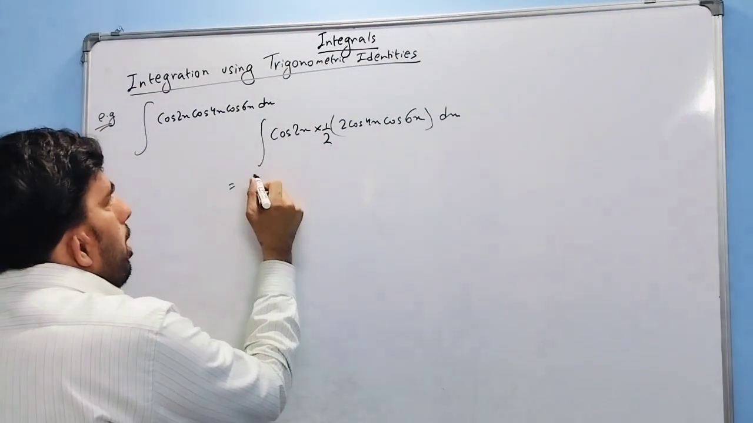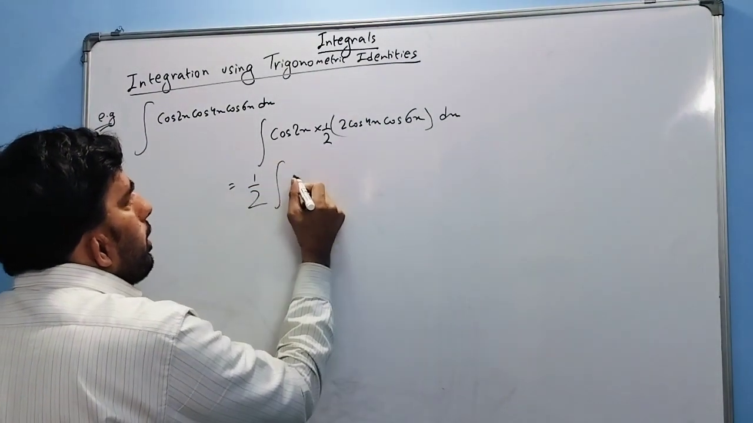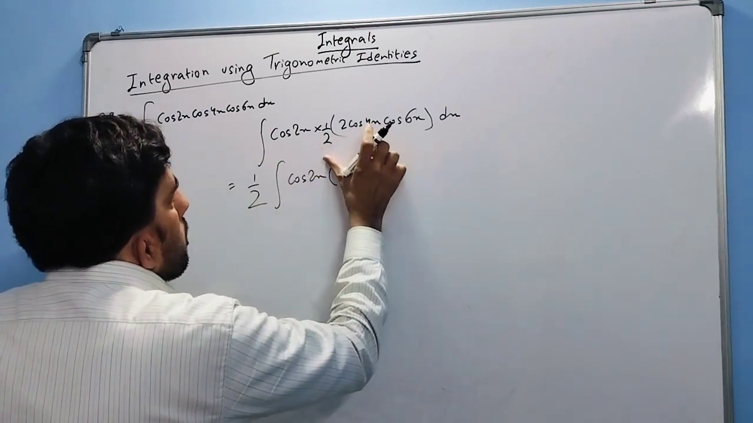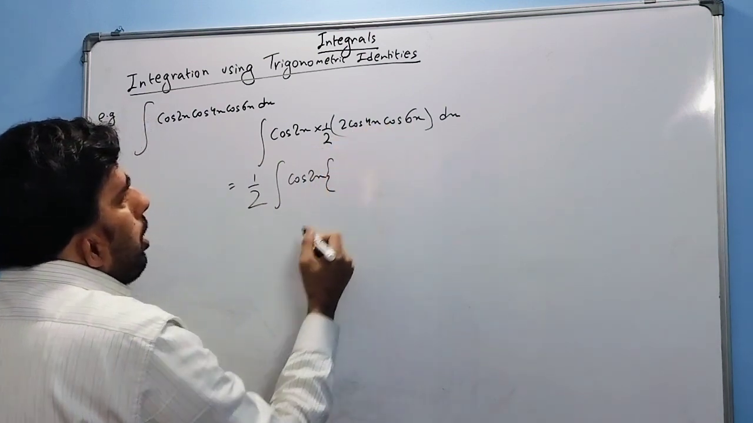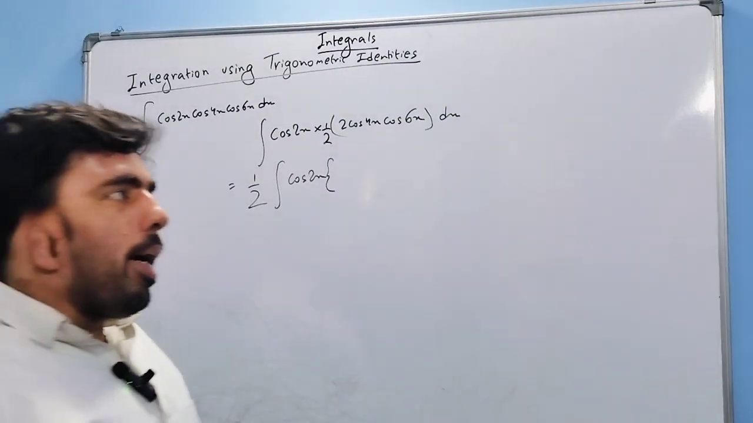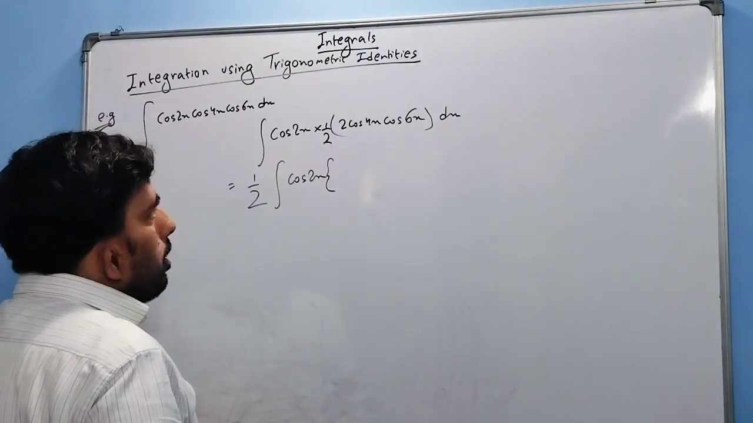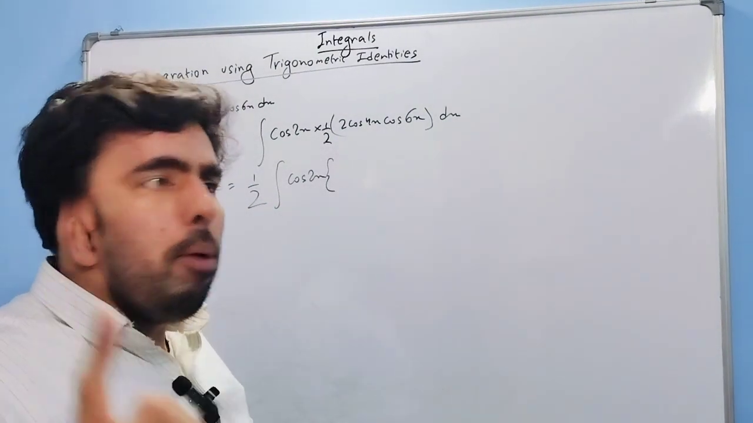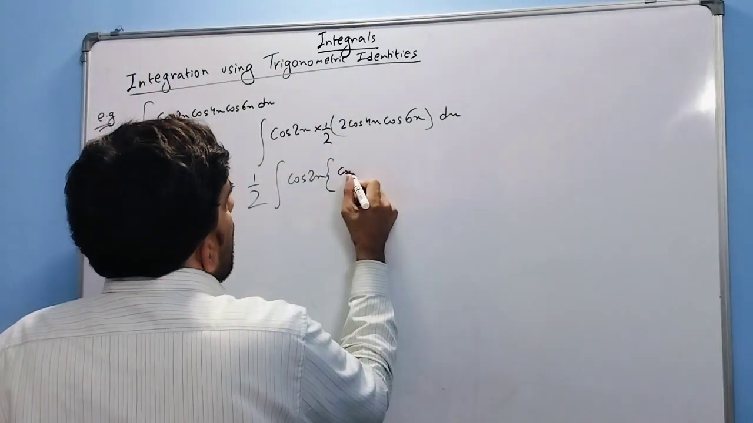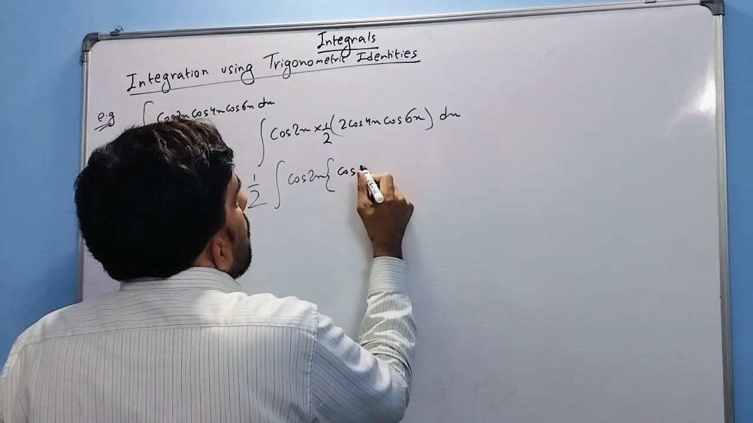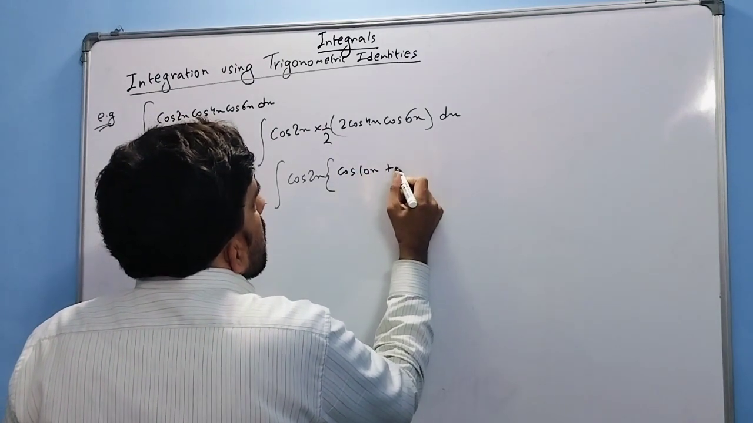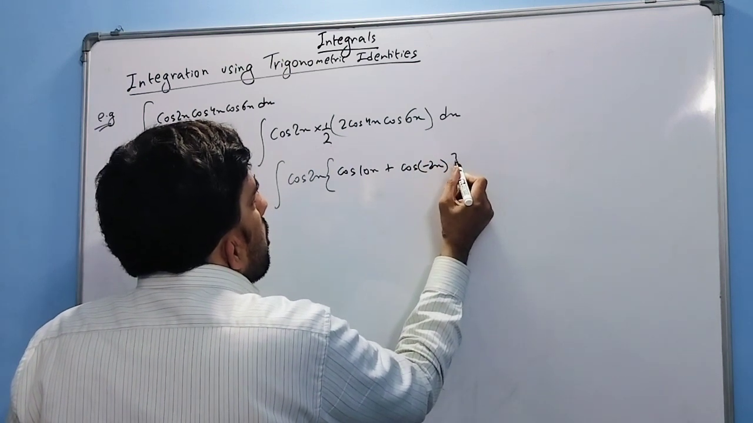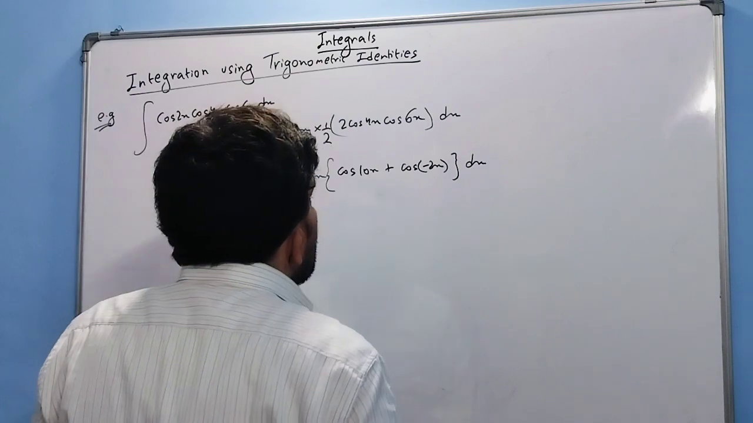And so now we'll apply the identity here, that is 2 cos A cos B. So what is the identity for 2 cos A cos B? 2 cos A cos B is cos A plus B plus cos A minus B. So we'll apply here cos A plus B plus cos A minus B. Okay, so I got this.